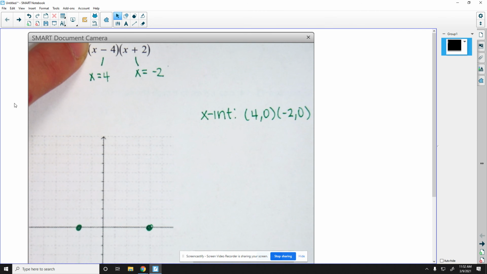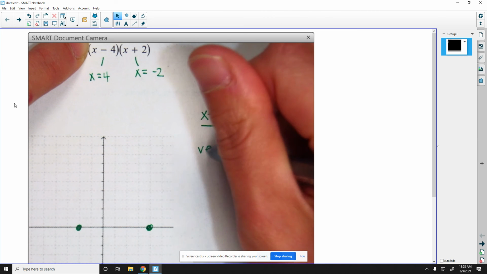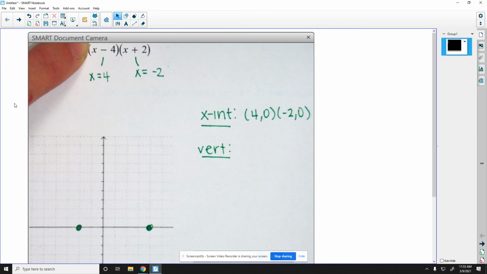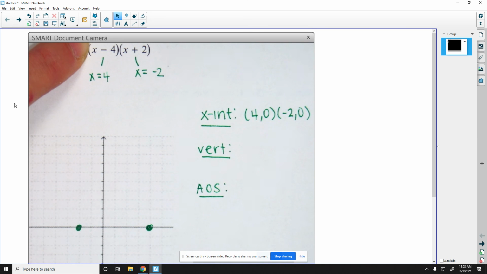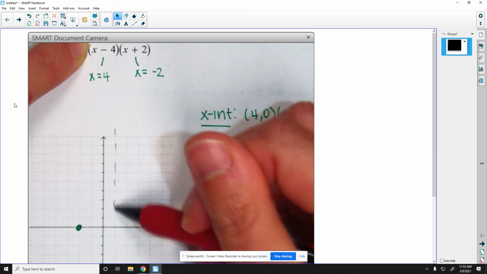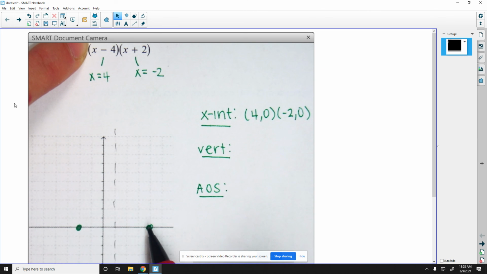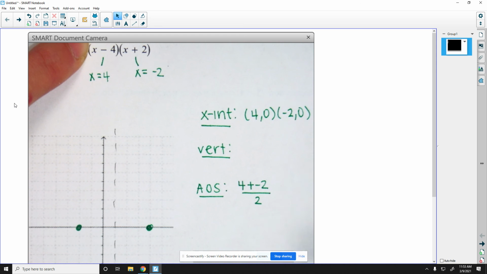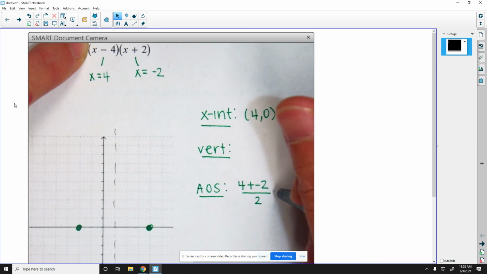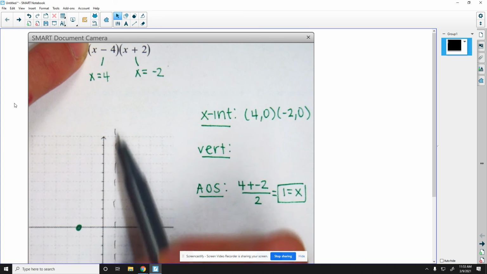Okay, well, now I need a vertex. Remember how we did that on the starter? Oh, to find the vertex, I need an AOS. So actually I need an AOS first. Okay, the AOS is always a halfway point. This kind of looks like it's halfway, but I don't know for sure. I can do math, right? I can add the 2 together and divide by 2 to find the halfway point, just like what we did for number 1. So yeah, 4 plus -2, and then divide it in half. So 4 plus -2 is 2, 2 divided by 2 is 1. So x equals 1. Oh, look, it is x equals 1. That's my AOS.